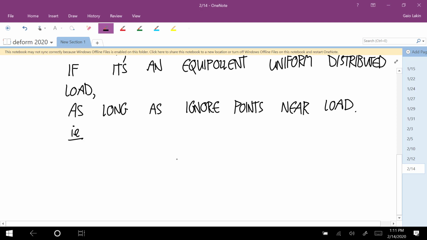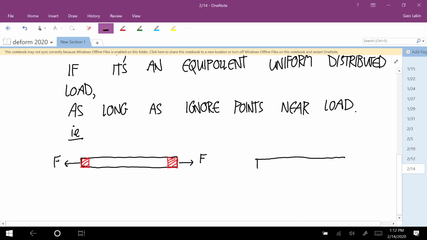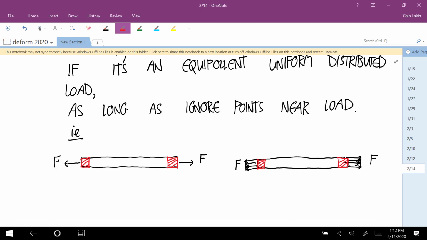So in other words, if you have a member like this, and you're applying point forces at the ends, as long as you don't trust your calculations right near where the force is applied, the stresses everywhere else in this beam are going to be the same between these two cases, where that distributed load adds up to F, or integrates to F. All right, so if you ignore those end pieces, the stresses everywhere else are going to be the same.